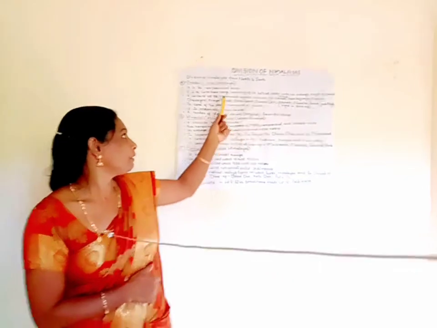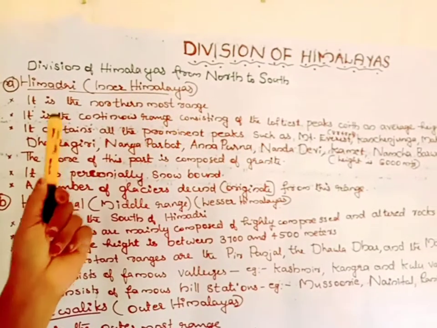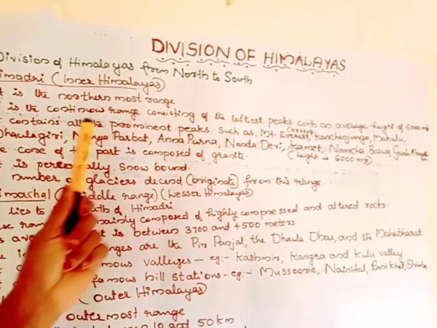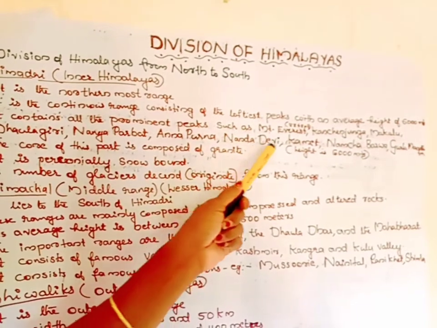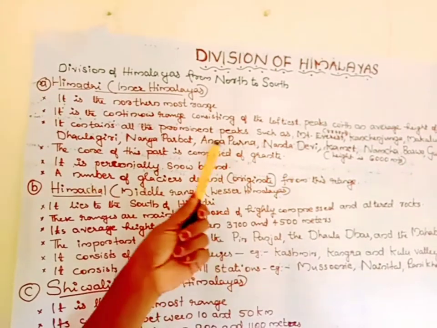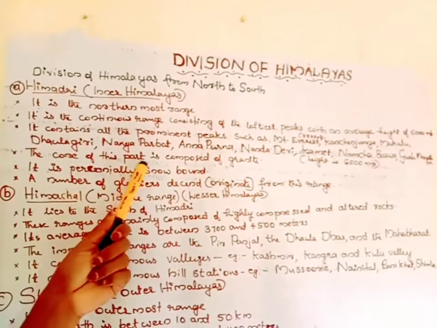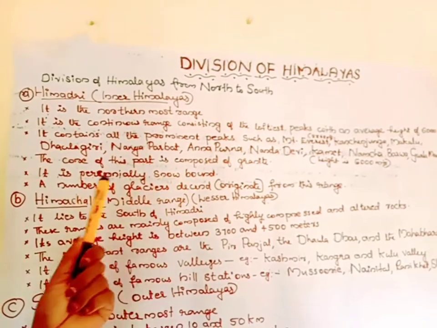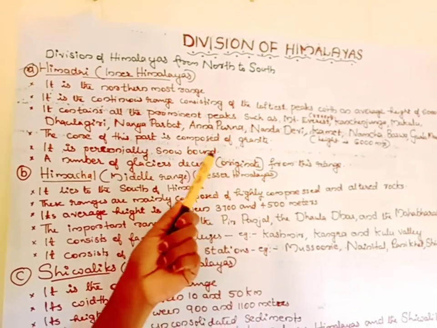All of you look here. What are the features of Himadri? It is also known as Inner Himalayas. It is the northernmost range. It is the continuous range consisting of the loftiest peaks with an average height of 6,000 meters. Dhaulagiri, Nanga Parbat, Annapurna, Mount Everest, Nanda Devi, Kamet, Kanchenjunga, Makalu, Namcha Barwa and Burla Mandhata are the peaks of that region. Another one is that the core of this part is composed of granite. It is perennially snowbound. A number of glaciers descend from this region. Descend meaning originates.